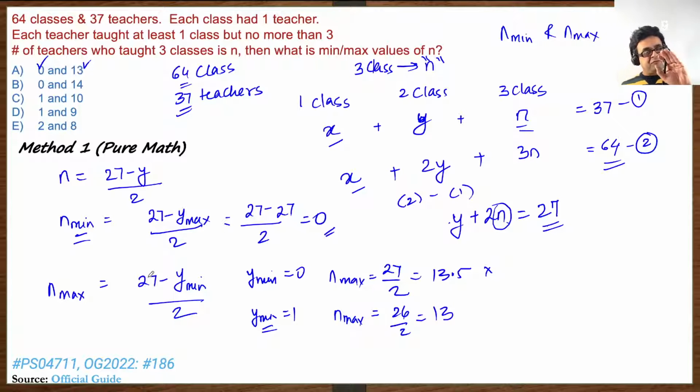Now I could have done very similarly, and I will leave this as an exercise. I could have done this very similarly the other way around. I could have expressed y in terms of n like this and found y max and y minimum, and I could have solved for the number of teachers who have taught 2 classes, the minimum value and maximum value, and that would be absolutely right. So this was the mathematical approach.